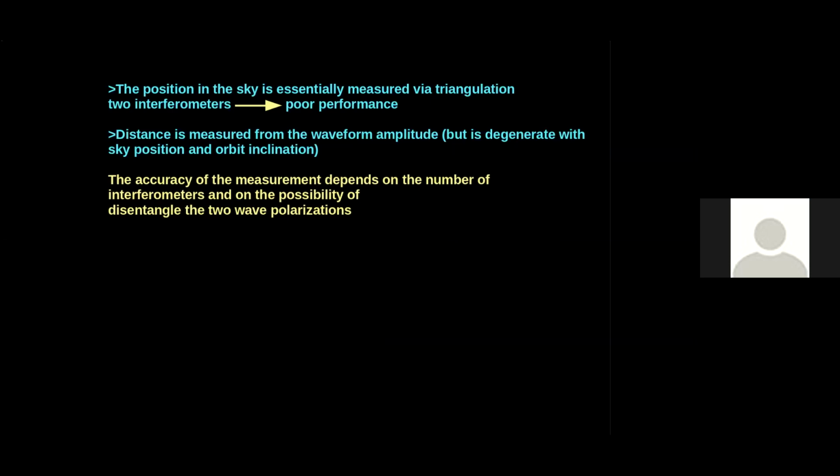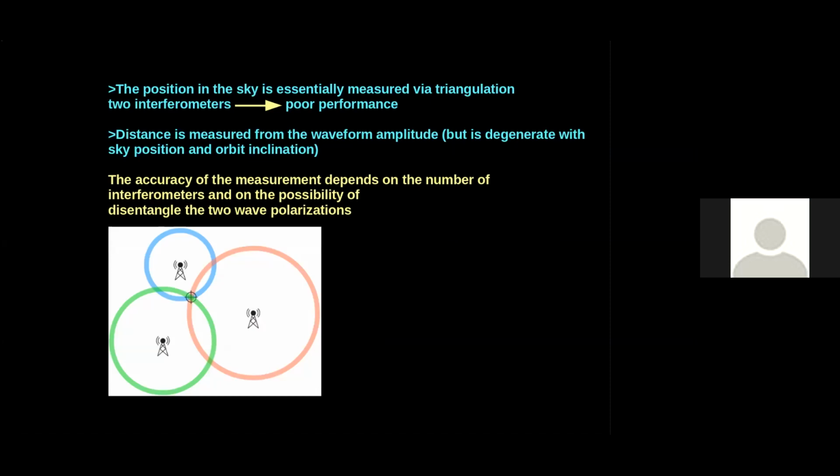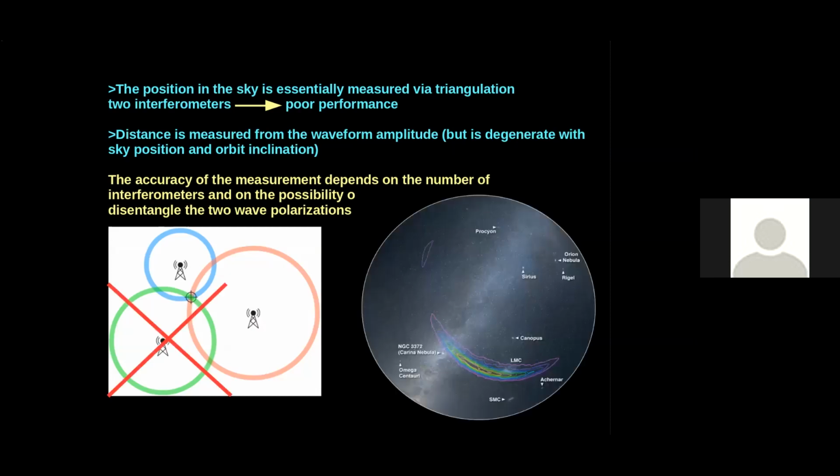And this with ground-based interferometers is done essentially via triangulation, which is the way your GPS locates you, essentially using your phone. For example, an example here was the first detection with LIGO, with the 2 LIGO detectors. In that case, since we had just 2 detectors, you cannot do triangulation properly, so you get these long banana shapes in the sky.